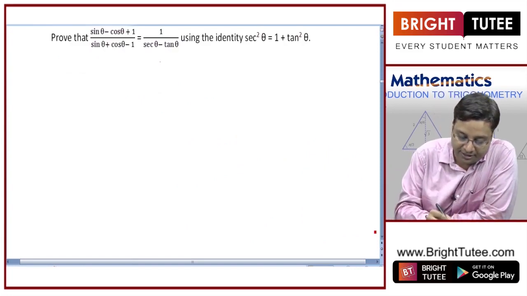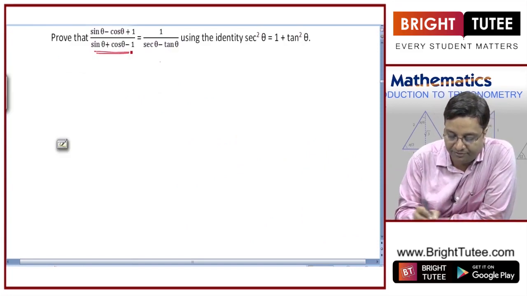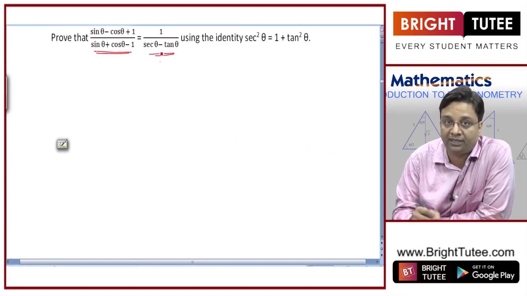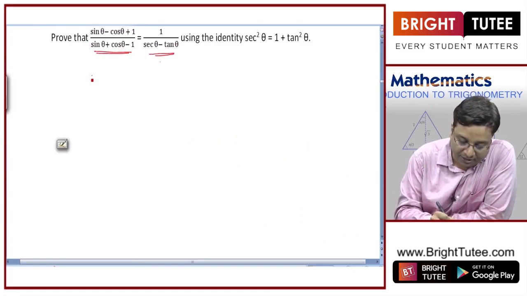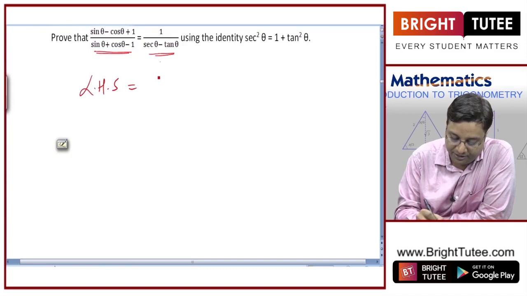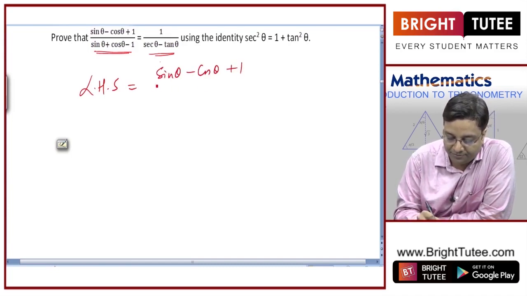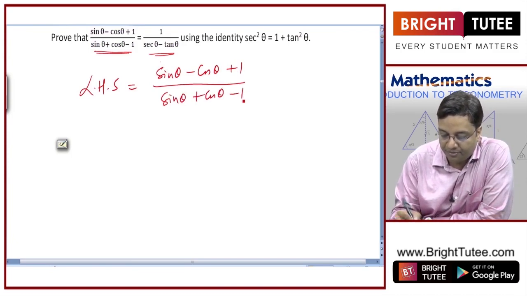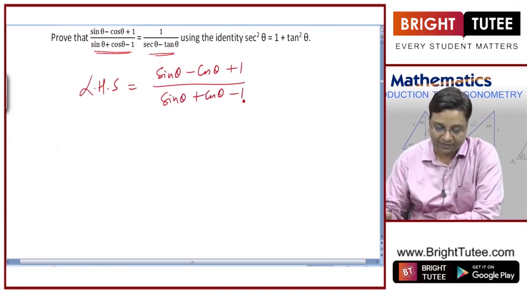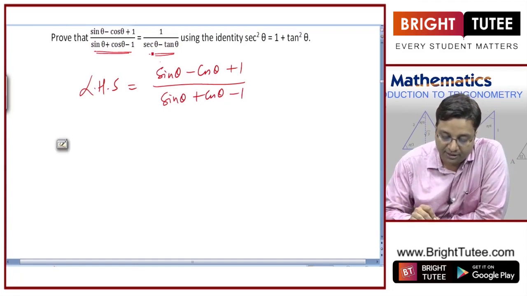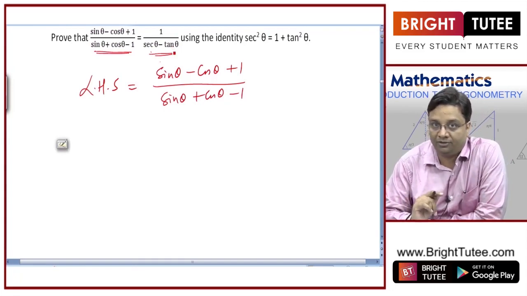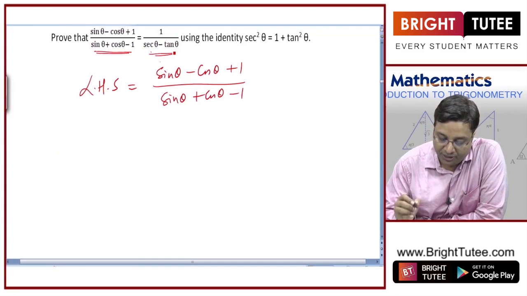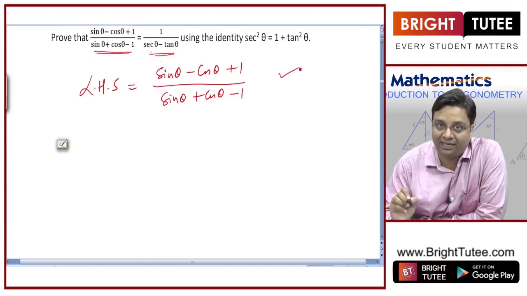This question says prove that, again a left hand side is given and we need to bring the right hand side from this. The left hand side given is (sin theta minus cos theta plus 1) divided by (sin theta plus cos theta minus 1). And we need to bring secant theta minus tan theta from it, right?